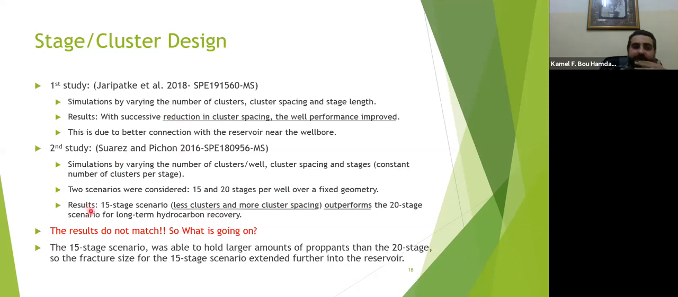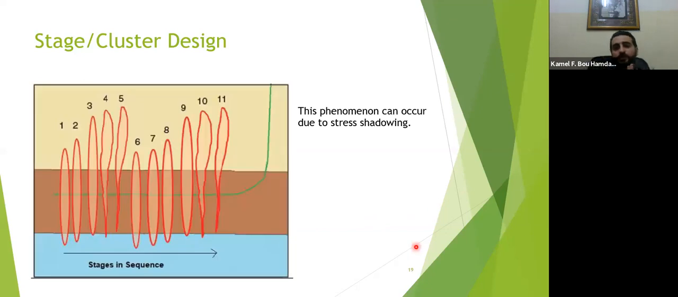If you look at the second study again, they found out that the 15 stage, which has fewer clusters, was able to hold more amounts of proppants. If it holds more proppants, this means that the fracture itself is larger than, let's say, the fracture area of the 20 stage. So the 15 stage scenario can hold more proppants and has a larger fracture geometry than the 20 stage case. Now this can be attributed to something we call stress shadowing.